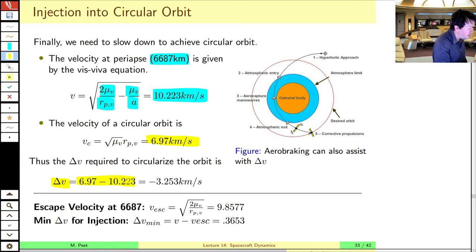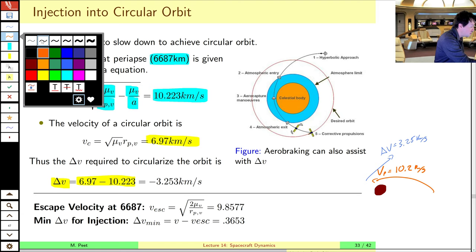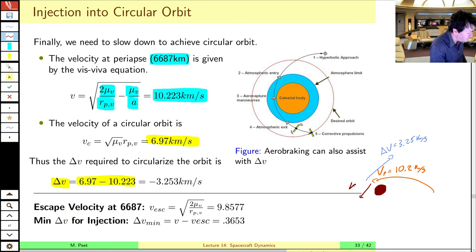So let me, here's a brown planet. We're coming in, we arrive at V periapsis of 10.2 kilometers per second. We do a retrograde burn of delta V equals 3.25 kilometers per second. And after that happens, we have a velocity here of basically 7 kilometers per second, which is the velocity of a circular orbit. So 3.25 kilometers per second. So actually a fairly big delta V necessary to get into that circular orbit.